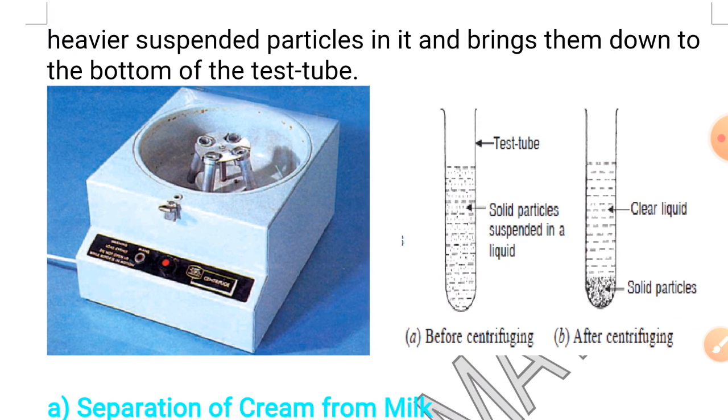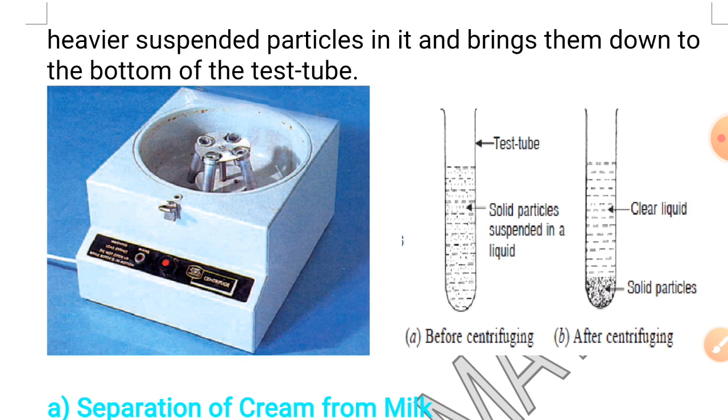Here you are seeing first is your centrifuge, and in the second picture the first test tube is before centrifuging and the second one is after centrifuging. So in the first picture you can see the solid particles are suspended in liquid, and in the second one you are seeing they are settled down and the liquid is clearly seen above. So students, this technique is used in laboratories when a blood test or urine test is conducted. At that time, this centrifugation technique helps to check the various components and to diagnose.